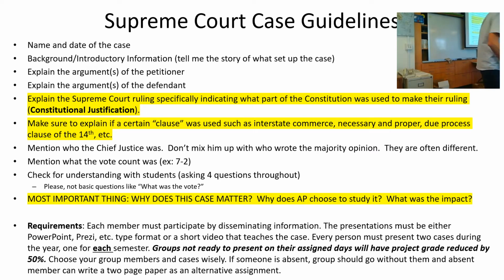So it doesn't mean you can't glance at the slide. You're going to glance. You're going to look at the crowd and say, okay, so Plessy was this guy, and he went on a train car, and he got arrested because... I need for you to have a conversation with the people. Don't read stuff.